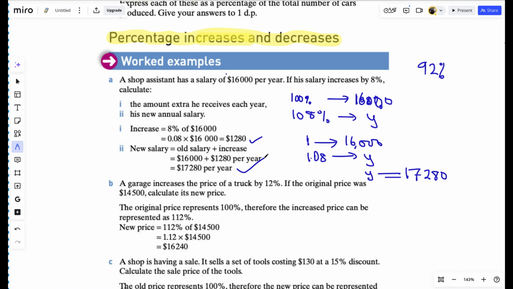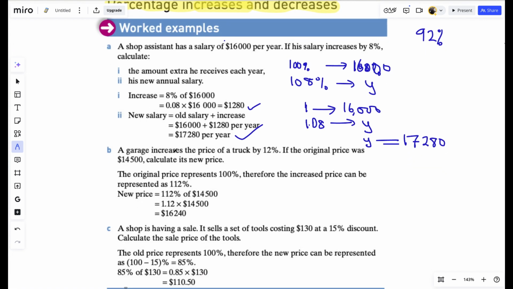Okay, now a garage increases the price of a truck by 12%. The original price is 100%. They've increased it by 12%. If the original price was 40,500, calculate the new price. Okay, this is what you do. When it was 100%, that's the original price. So you always do that. 100%, if you change to multiplier, is 1, right? So you say 100% is equal to 1, because when you're changing to multiplier, you divide by 100. So 1 is equal to what was the original price?